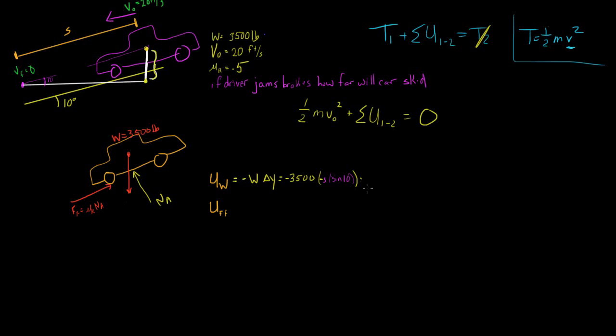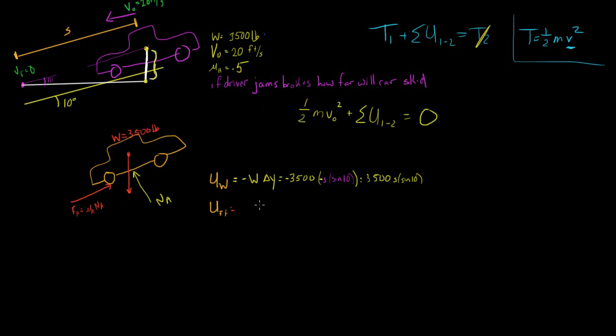So this is going to be equal to 3,500 times s times the sine of 10. And that's simply because the final position is lower than our initial position, so our change of s is a negative. Now, what's the work of this frictional force?